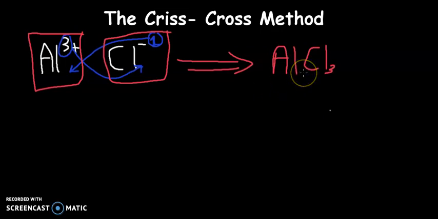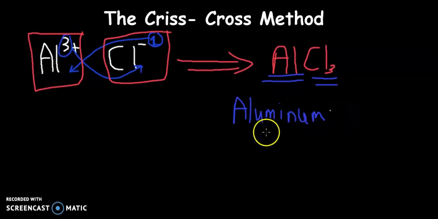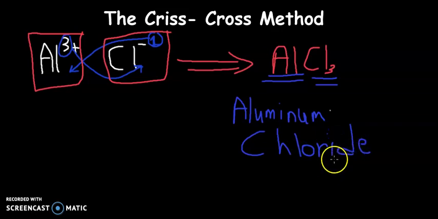Now we need to name this compound. Because this is ionic, we name the first part, which is the monoatomic cation, then the other part. So this is aluminum chloride. Pay attention that you replace the -ine in chlorine with -ide. You do this for all monoatomic anions.